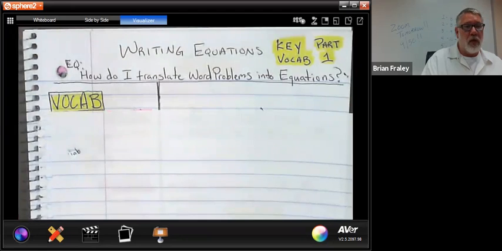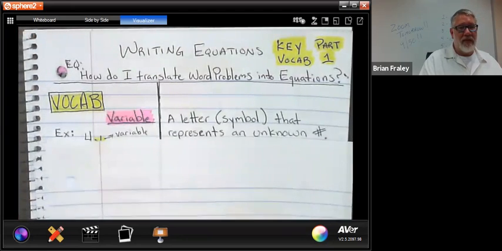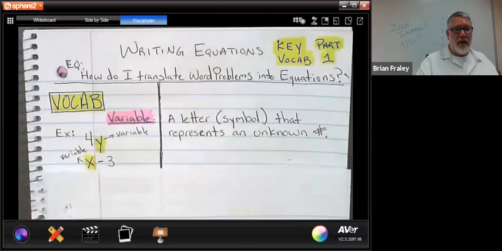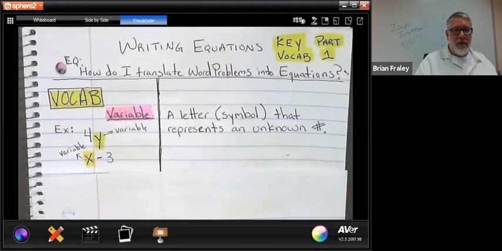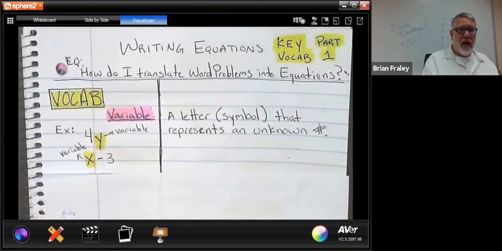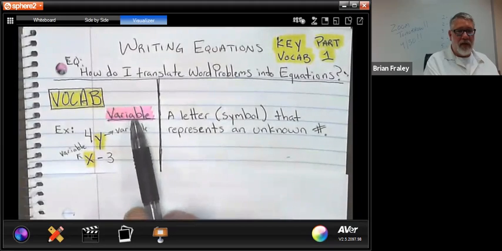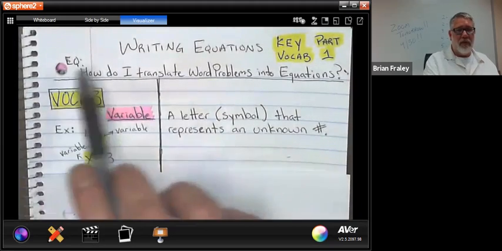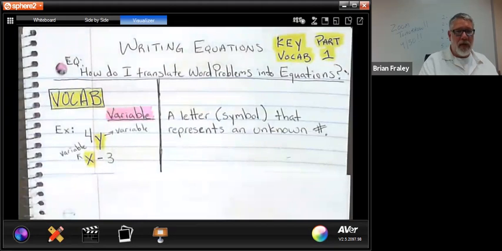And this is our vocab section. So go ahead and set this up. I'm going to go ahead and show you the very first definition that we have. First definition we have is a variable. Okay, so get this copied down. Go ahead and set up your division of your paper for me.